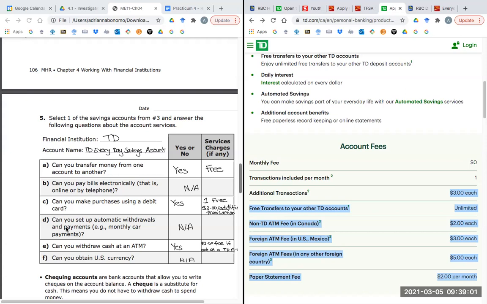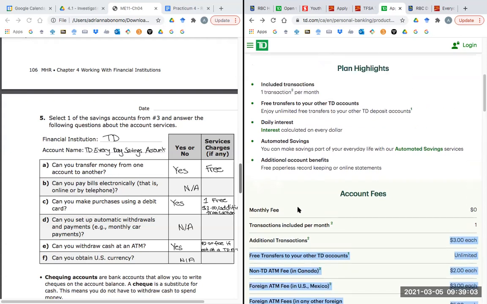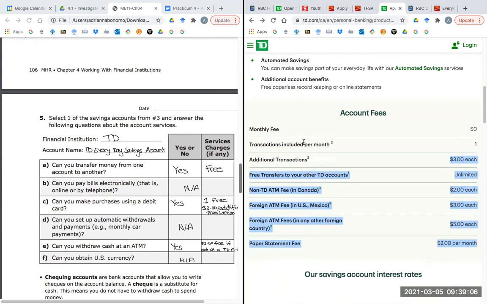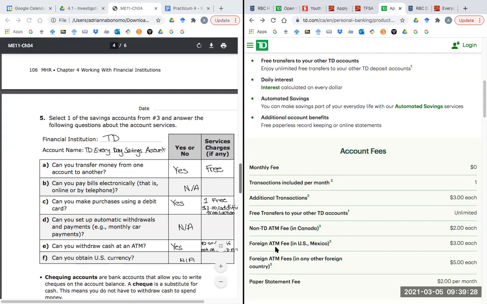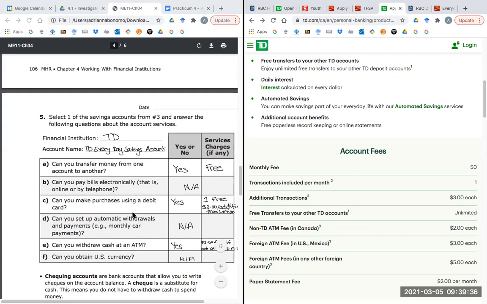D says, can you set up automatic withdrawals and payments? Again, it doesn't state here, so we're going to put not applicable. E, can you withdraw cash in an ATM? The answer is yes, you can withdraw cash from the ATM. However, if it's a non-TD ATM, so if you go somewhere other than a TD bank to take out the money, you're going to be charged a $2 service fee for using that ATM. And can you obtain US currency? Again, it doesn't say from here on this website if you can, so we're just going to put not applicable. We would need more information.